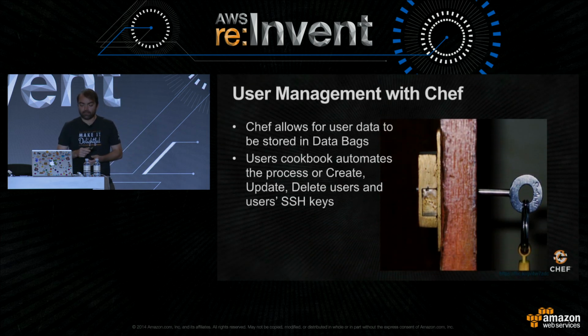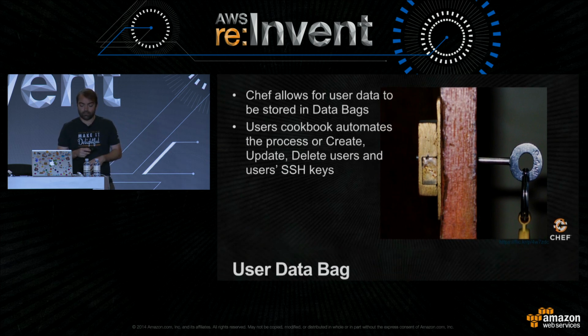So what we have is a cookbook, right? It's a community-created cookbook. Fletcher Nichols in our community is the one who actually created it. And it allows you to store the user data in a data bag. And this is one of the awesome things about data bags: now I can store this kind of arbitrary data that I need to configure my system inside of Chef, and then I can query it and use it inside of Chef as well. So the users cookbook allows me to create, update, and delete users and the users' SSH keys.